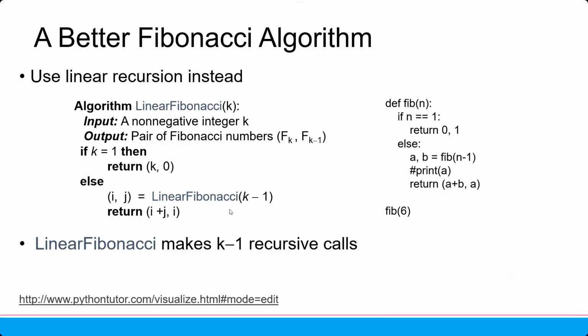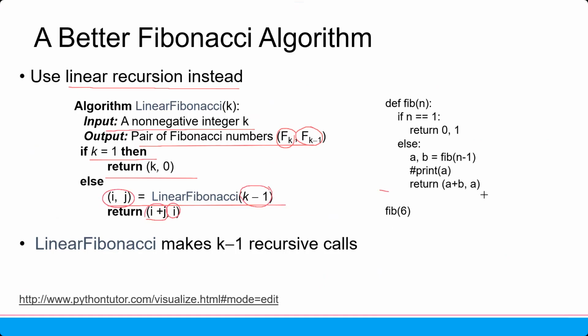So for a better Fibonacci algorithm, you can just use linear recursion. For the linear recursion, we can have something like this. The input is non-negative, and the output is a pair of fk and fk minus 1. So if k equals to 1, then return k, comma 0. If it is not, then let's call the linear Fibonacci with k minus 1, and then we want to get the i and j. So the result will be i plus j, comma.